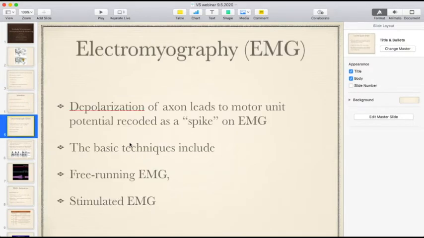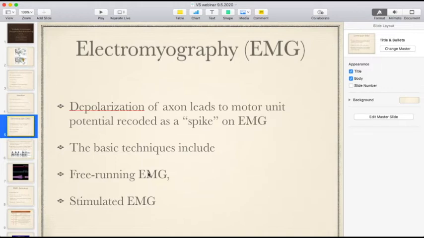Coming to EMG, EMG is basically depolarization of axons leading to a motor unit potential recorded as a spike or a compound motor action potential. The basic technique includes either a free running EMG, wherein you detect any changes in the EMG potentials without any stimulation, or a stimulated EMG, wherein you stimulate a particular nerve or neural structure and record the potentials in the corresponding muscles.